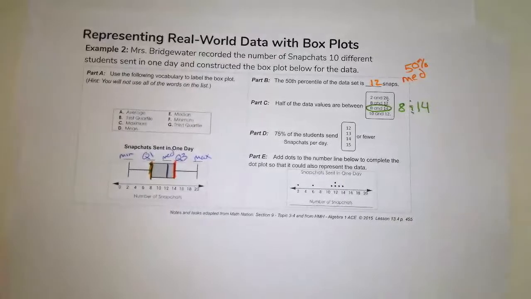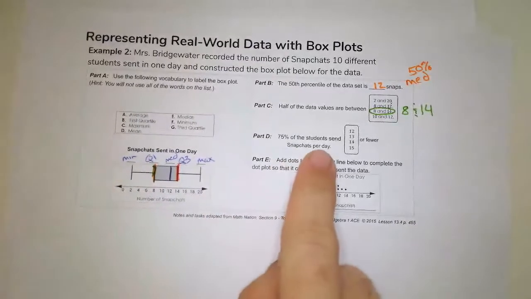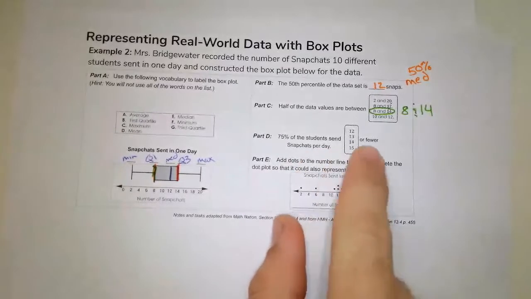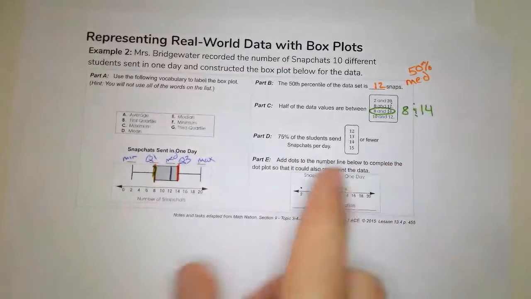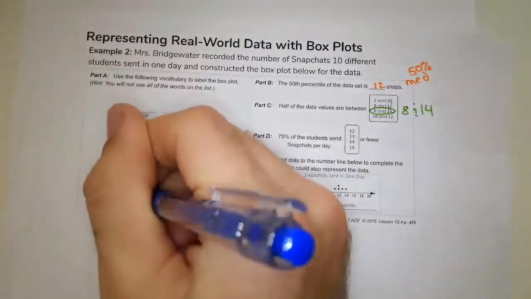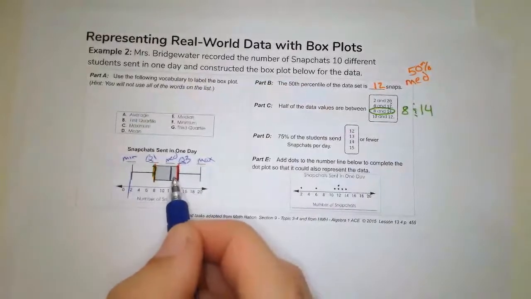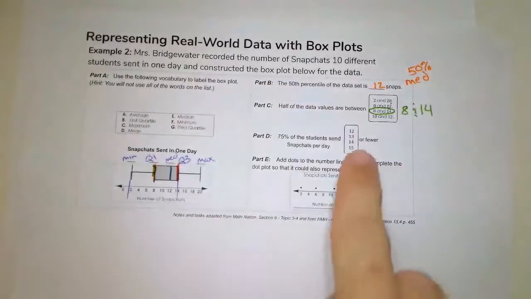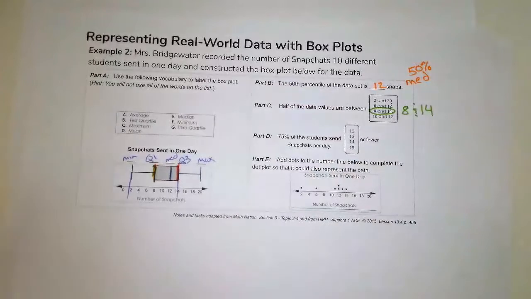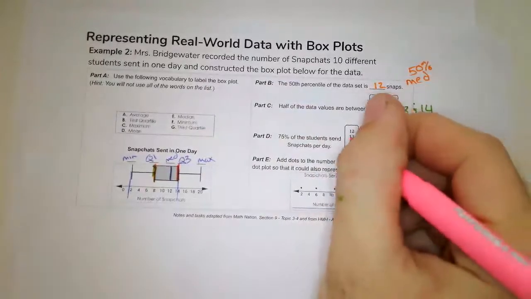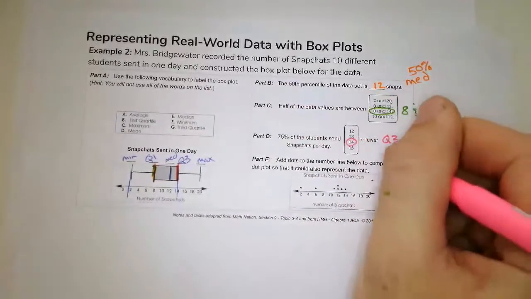The next question is saying 75% of the students sent this option or fewer. So when it's talking about that, it's talking about here to here, 25 plus 25 plus 25, 75. So here it's going to be 14, which is our Q3, which is 14.